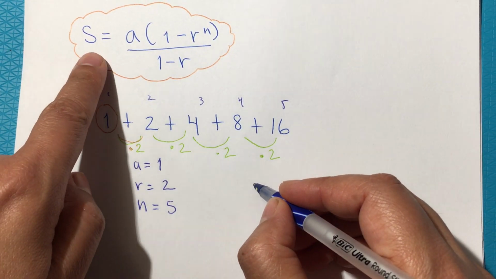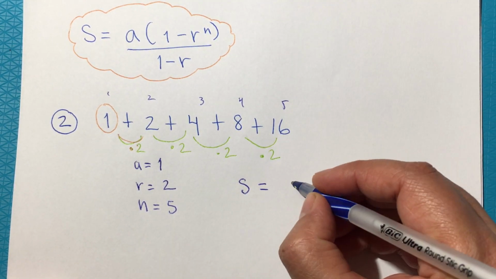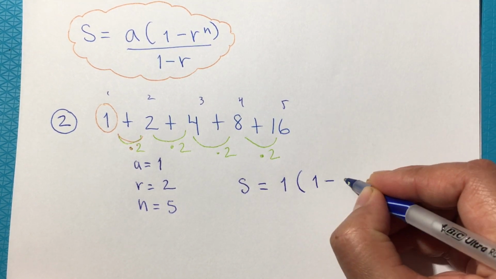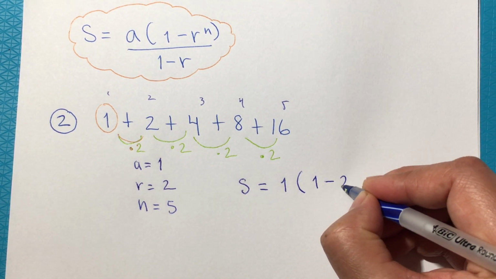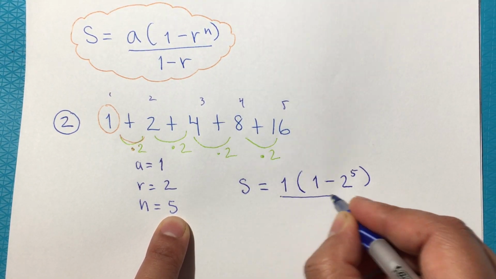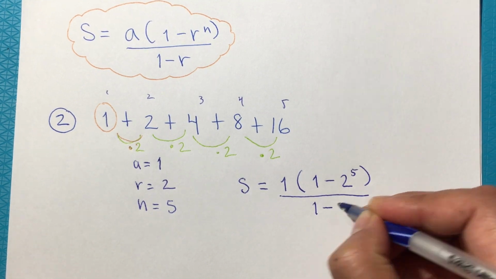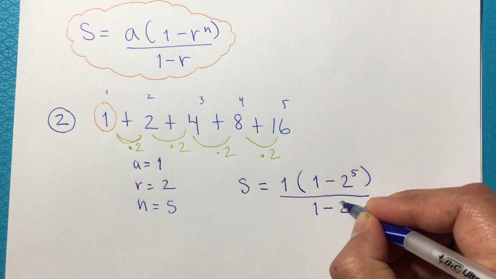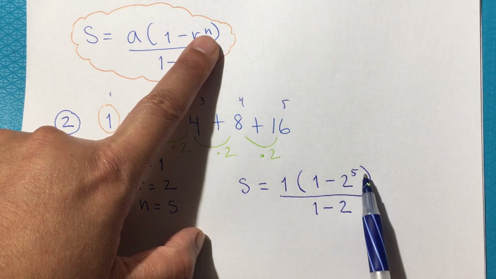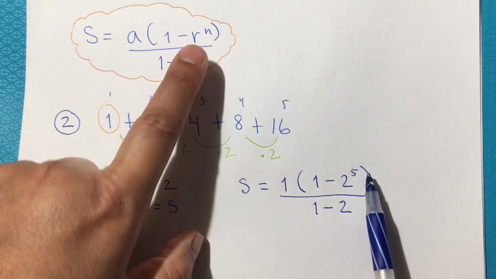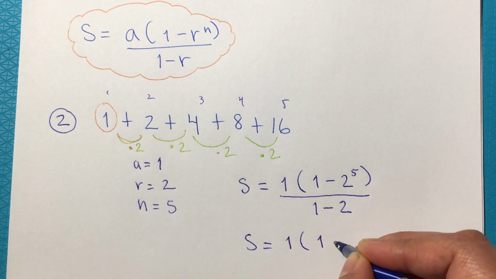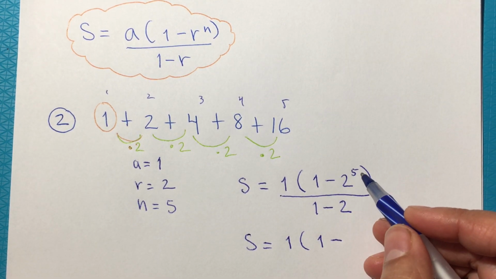Now let's apply the formula. The sum is equal to the initial point, which is 1, times 1 minus the ratio, which is 2, to the nth power, which is 5, to the 5th power, divided by 1 minus the ratio, which is 2. Very easy, right? The initial point, the ratio, the number of items, and the ratio again. So the sum is equal to 1 times 1 minus 2 to the 5th power.